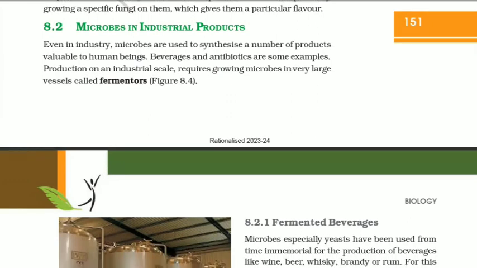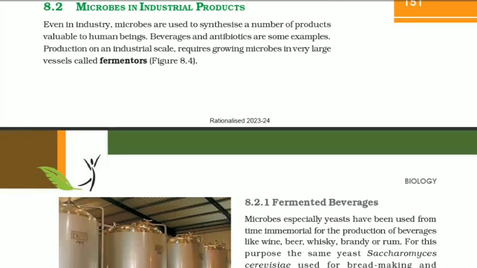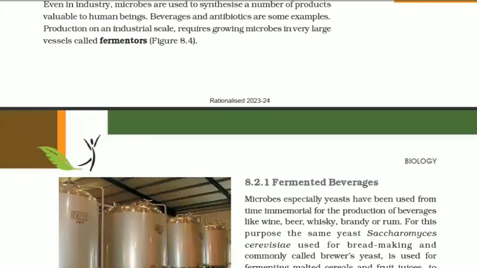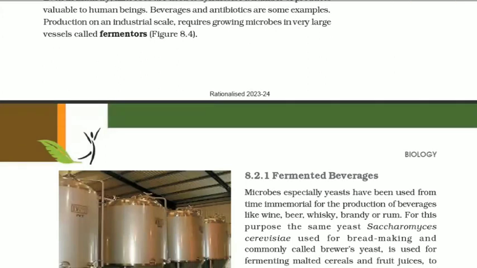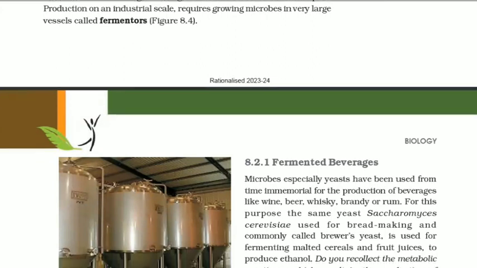8.2 Microbes in industrial products. Even in industry, microbes are used to synthesize a number of products valuable to human beings. Beverages and antibiotics are some examples. Production on an industrial scale requires growing microbes in very large vessels called fermenters.